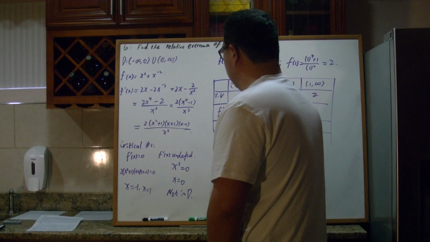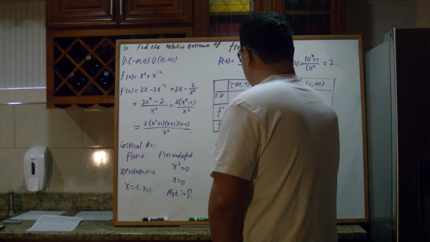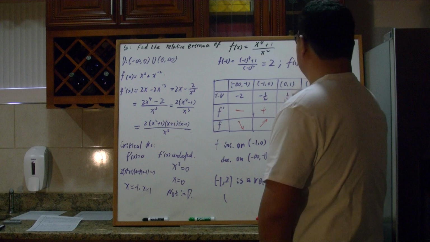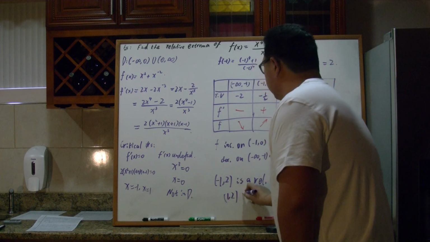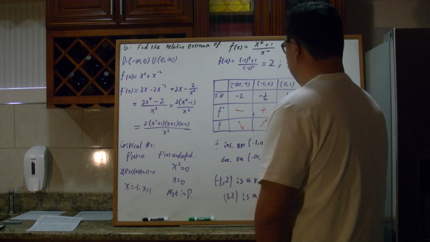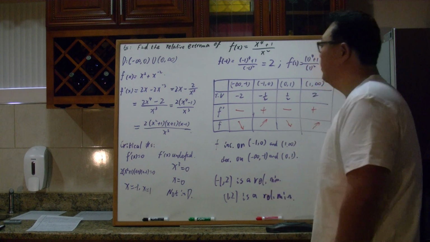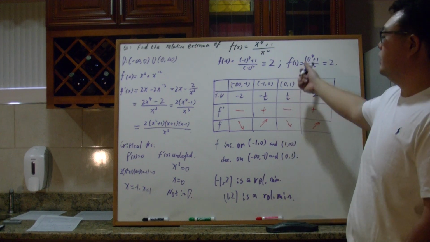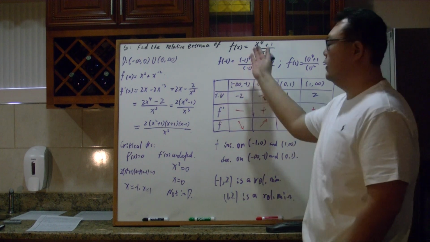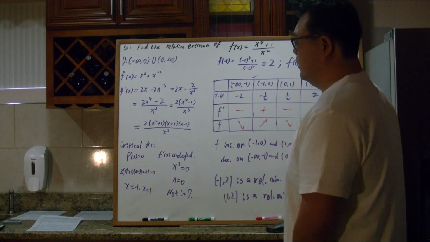Then for f, the point negative 1, 2 is a relative minimum. The point 1, 2, going from decrease to increase, is also a relative minimum. At 0 we get a vertical asymptote, so nothing happens at 0. Right? 0 cannot be defined, so we only care about it at negative 1 and at positive 1. Both of them are from decrease to increase.